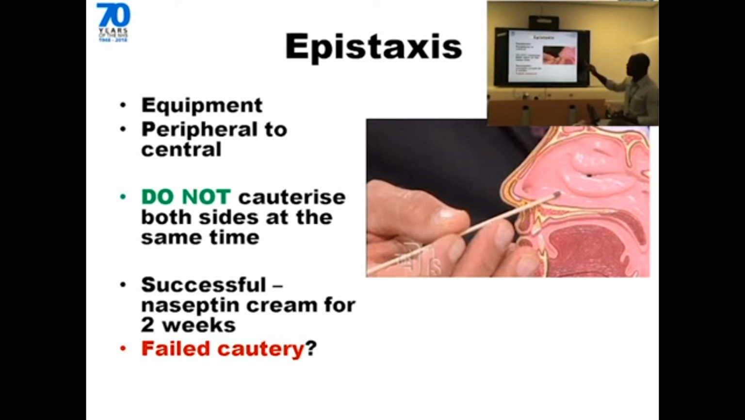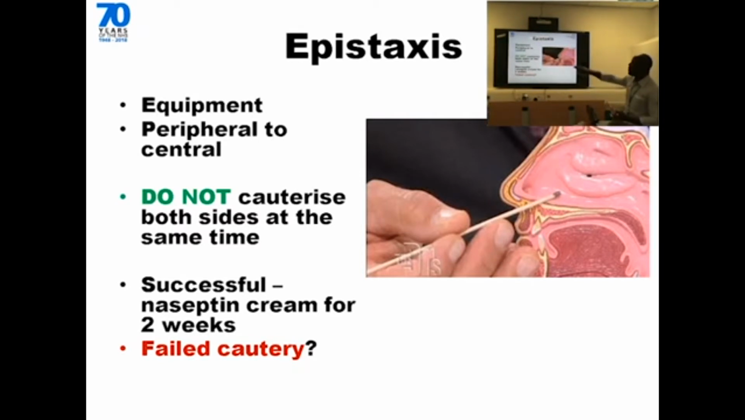Now, I noted clearly here that you don't cauterize both sides at the same time, because if you do cauterize, like I said, it's on the septum, you might cauterize so much and weaken the septum, or even in some cases cause a septal perforation if you cauterize on exactly the same time.